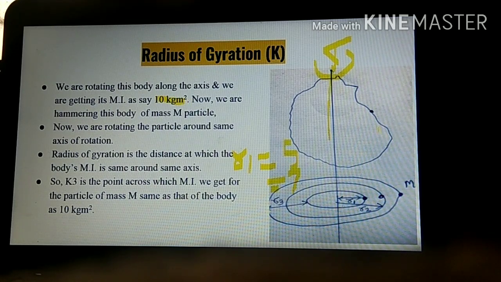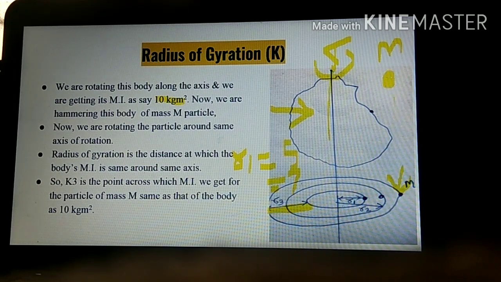Over here, what we have done in the previous case, this was a whole body. We have hammered it and made it into a mass m1, and now we are rotating along the same axis of rotation. Whenever the moment of inertia of this body matches with the moment of inertia of this particle of mass m, that distance is called the radius of gyration.